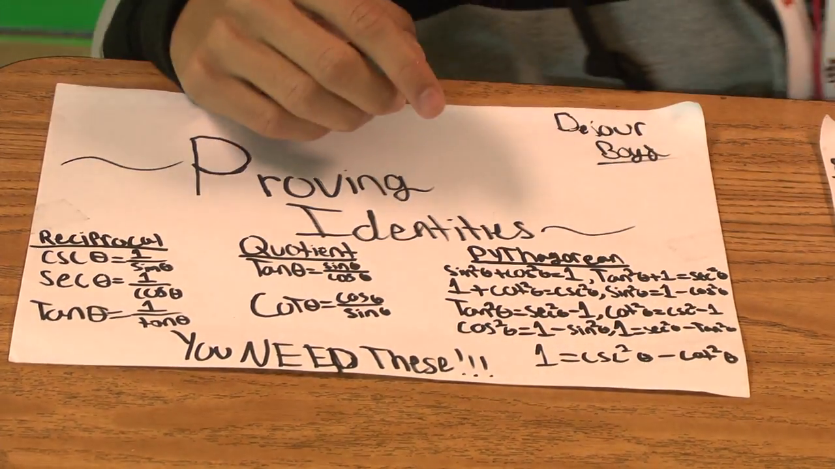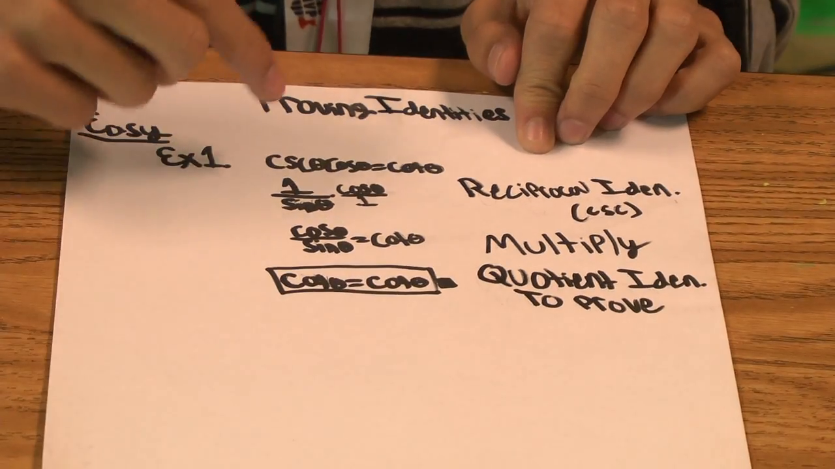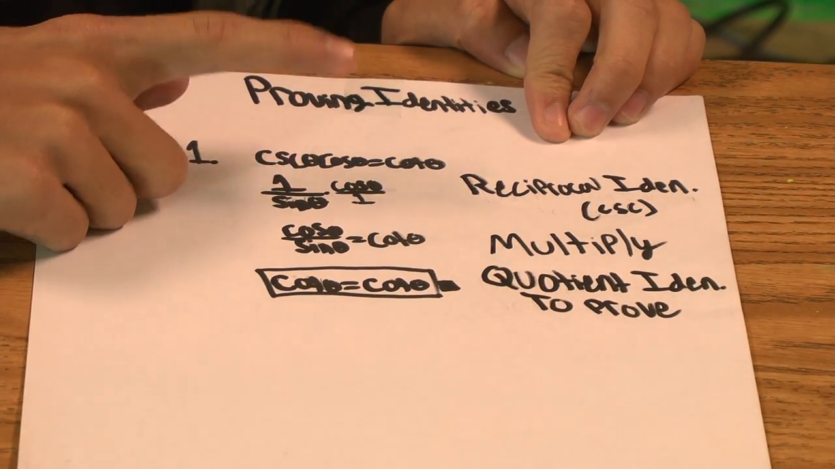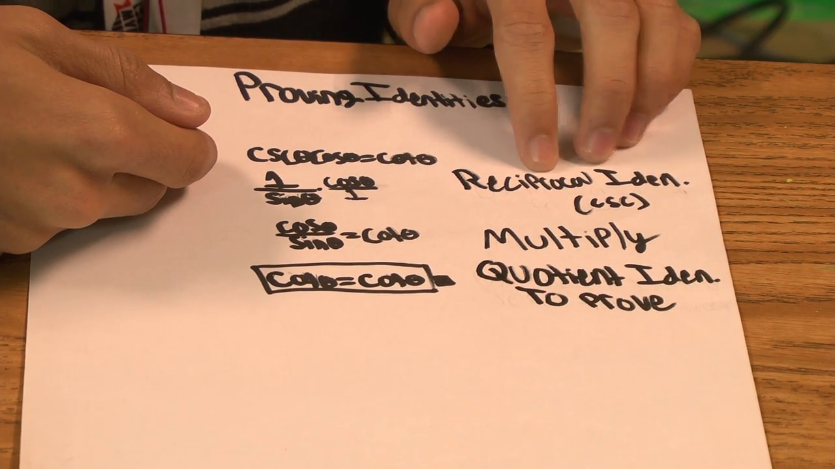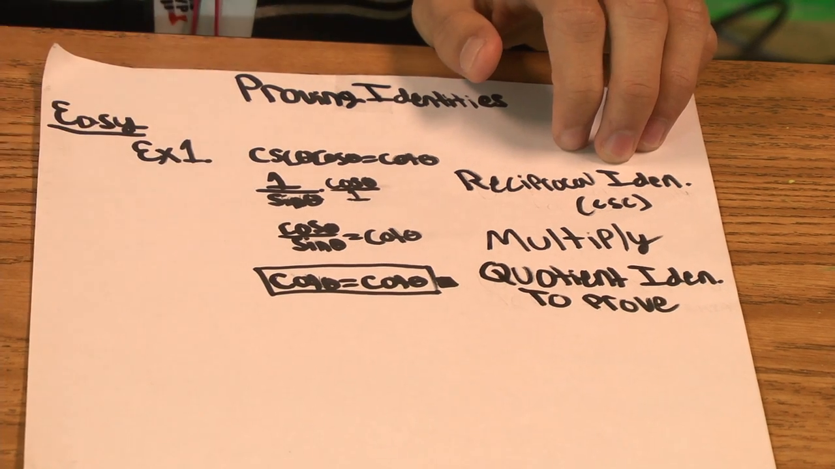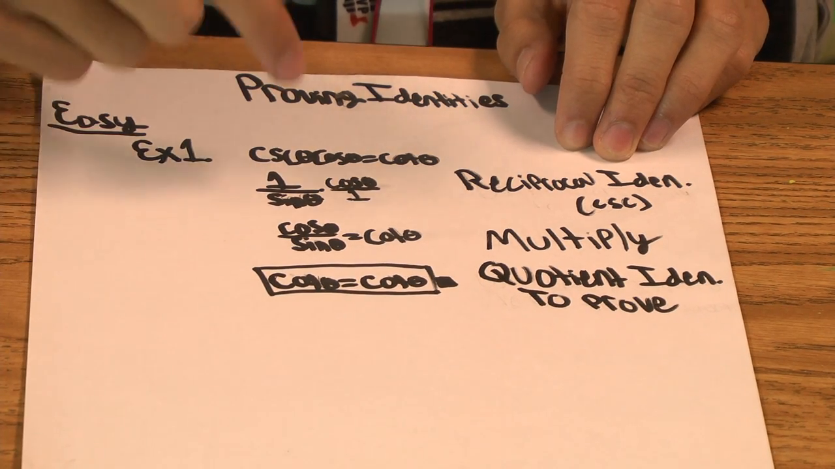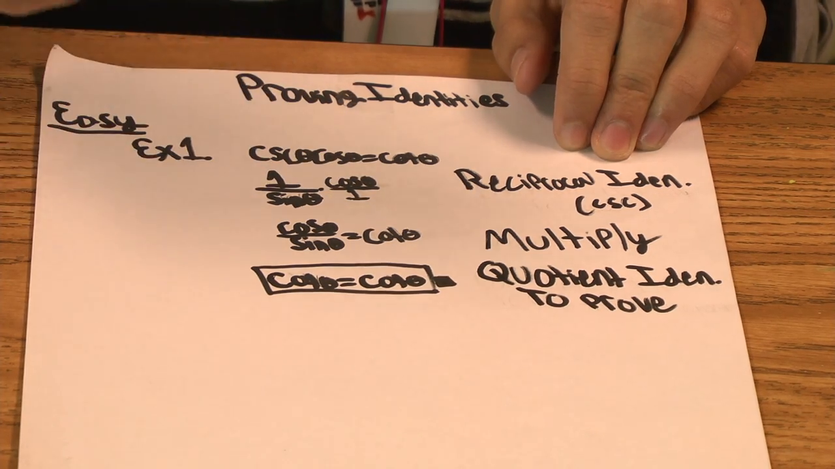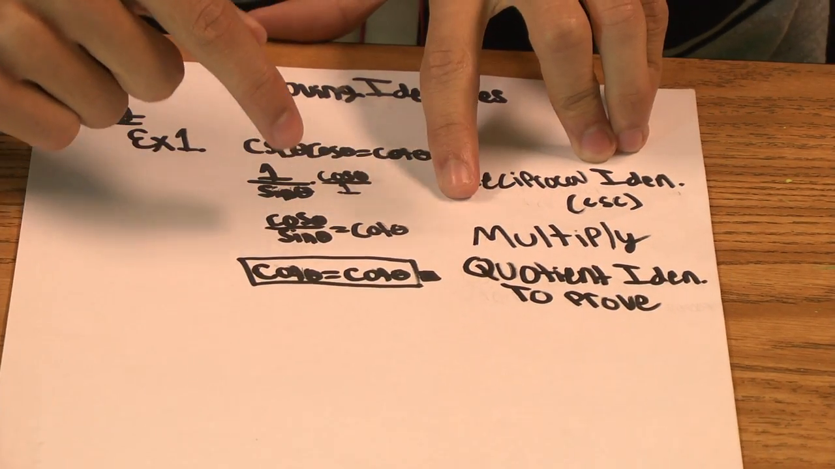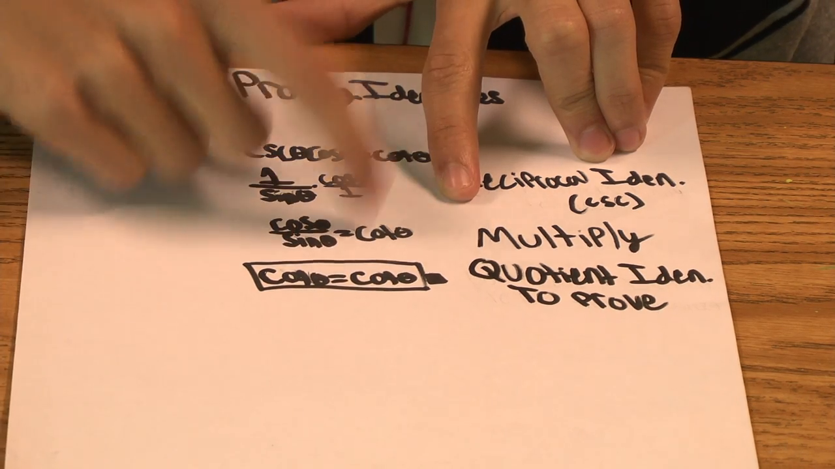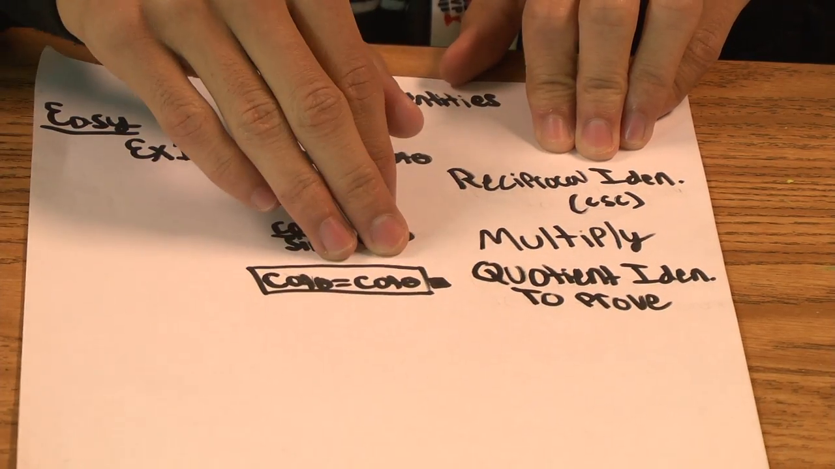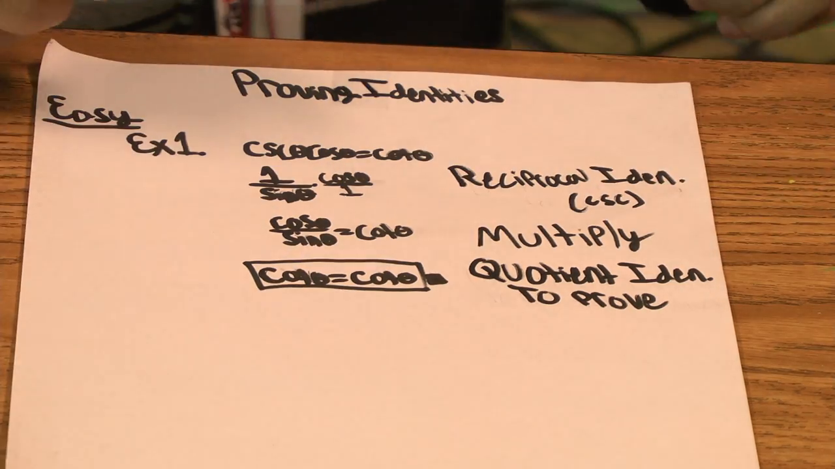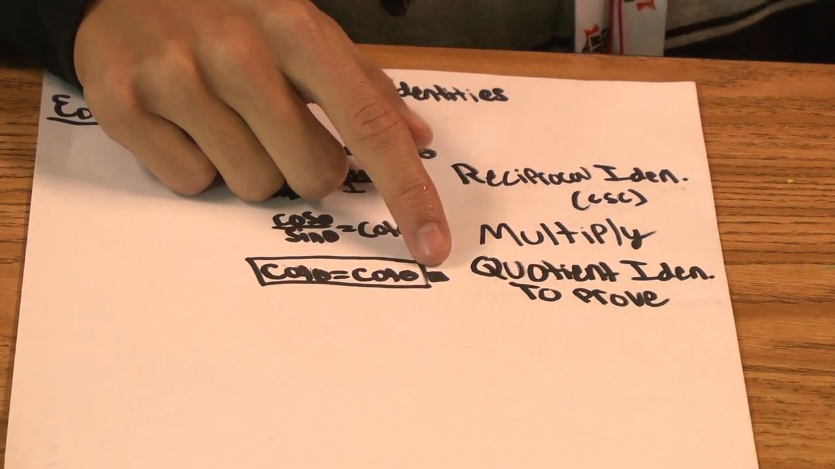So we're going to move on to the first example, and this is an easy one. We have cosecant theta times cosine theta equals cotangent theta, and we need to prove this. First, you use the reciprocal identity for cosecant, which is 1 over sine. Then you multiply 1 over sine times cosine over 1, and you get cosine theta over sine theta, which equals cotangent. Using the quotient identity, you get cotangent theta equals cotangent theta. Easy. And you use the box to show that it's been proven.